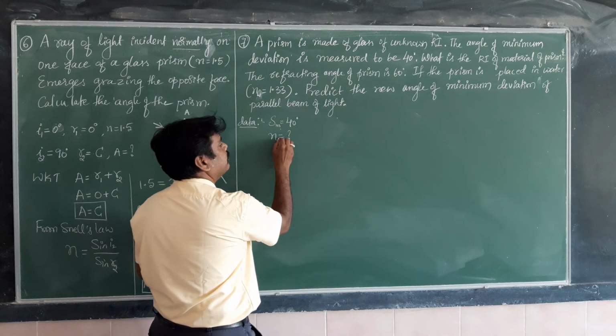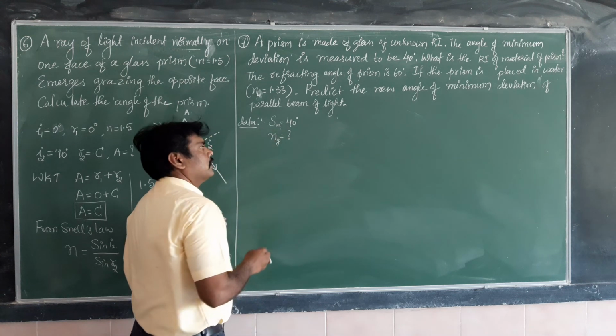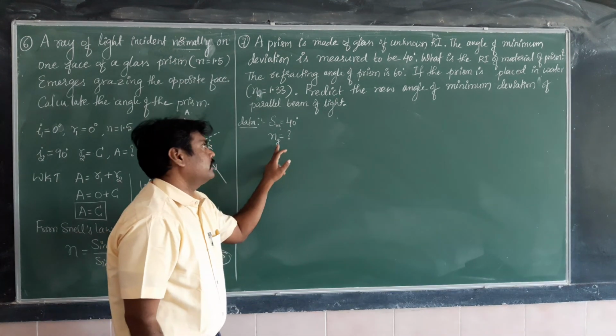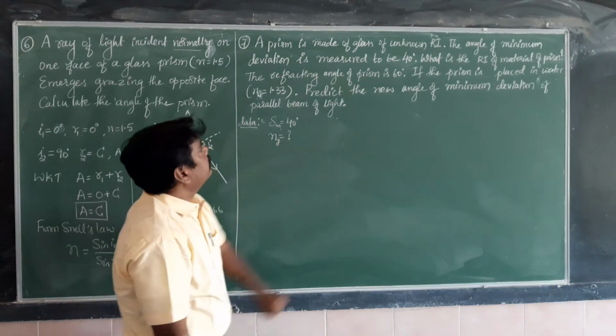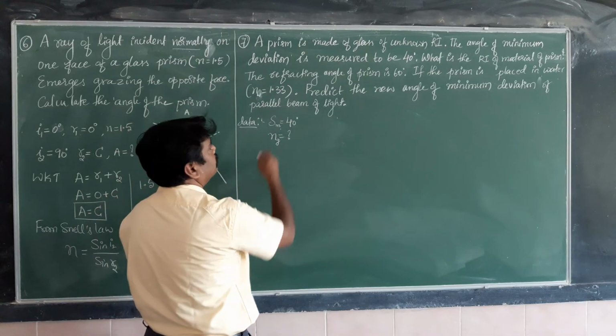The prism is made of glass, so I will take the refractive index of the glass here. First of all, you find the refractive index. Later on, come to the next part.